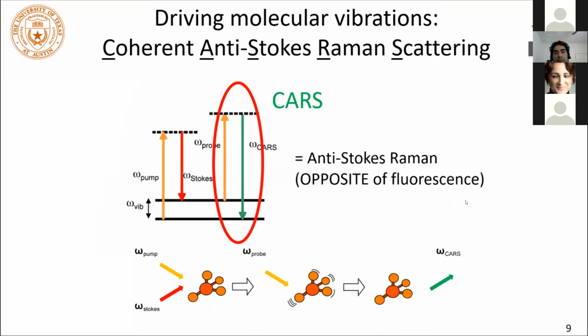And so if we put those two in together, we can use this to excite vibrations. Now if we scatter a third photon off of that, a probe photon, which is usually degenerate in wavelength with the pump photon, then what you generate is something called anti-Stokes Raman. Because now you've excited this vibration, the pump and the Stokes come together, you excite the vibration, and then you hit it with a probe photon. That scatters the vibrational energy into the so-called anti-Stokes photon that comes out, which is blue shifted relative to all of your lasers that came in.